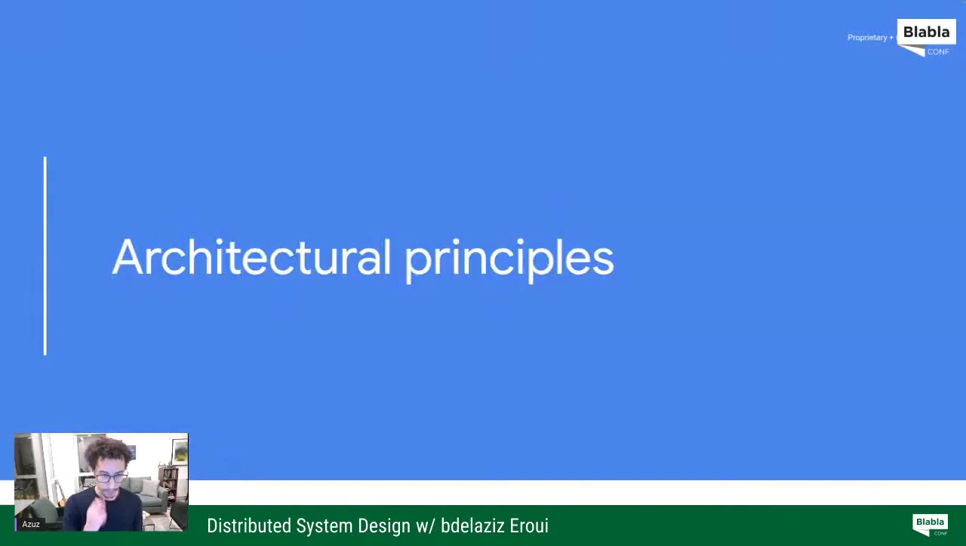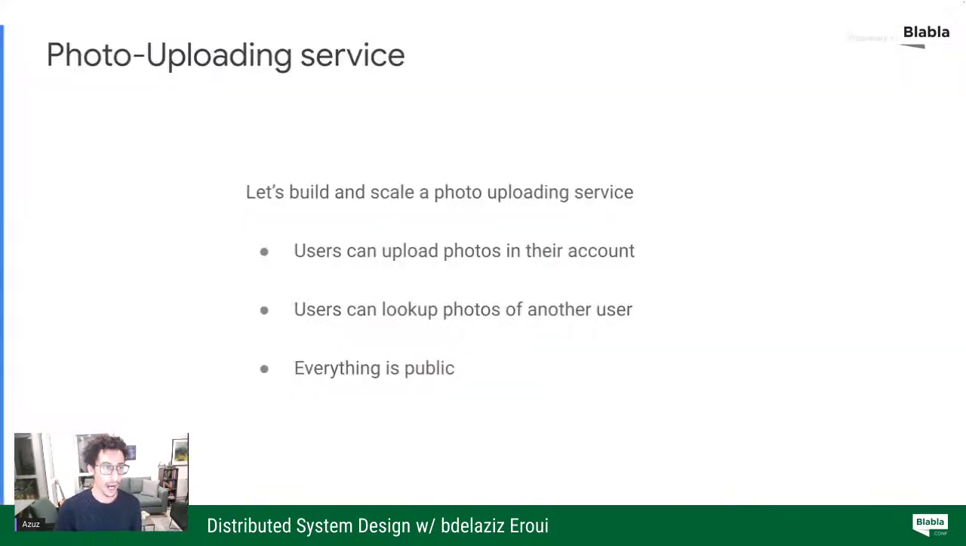So, architectural principles. I think the best way to go through this is to show a very simple example. We'll show an actual service and how to design it and then scale it up, in a more practical way. For example, how to build a photo uploading service.